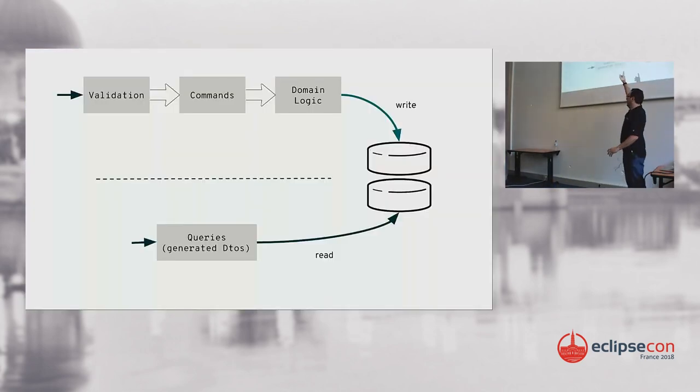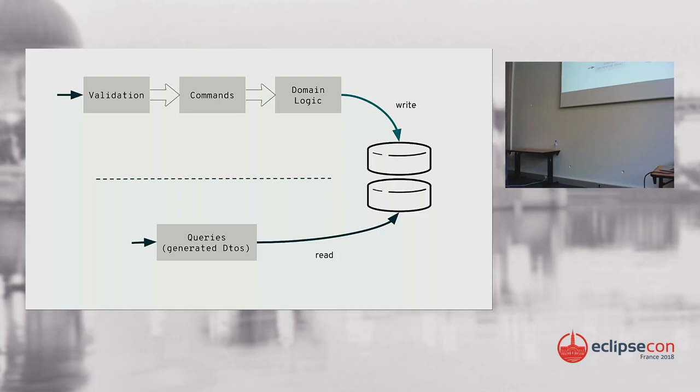We still have two interfaces. They're a little bit more structured. One is doing validation, commands, domain logic, and write. And the other one is doing queries. What is important at that level is two things. The write data store and the read data store may not be the same. It might be two different technologies, or it might be two different tables, or whatever. But it's not the same. Second thing is generated DTO, data transfer objects.